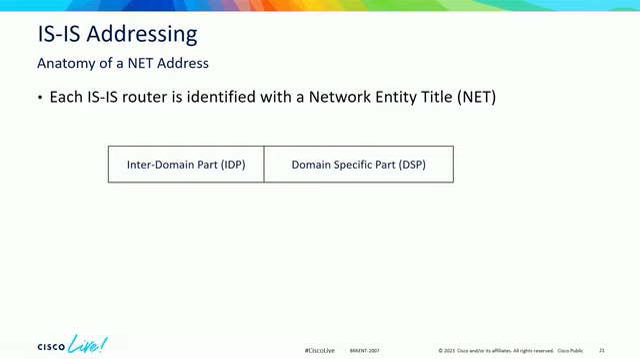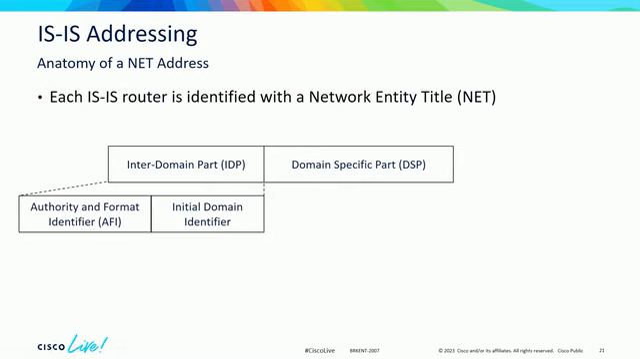Basically we have the inter-domain part, and that's the area at its shortest. Over on the domain specific part, that's the unique identification within an area. Make sense? Now, they didn't make things easy with the way they broke things down. The inter-domain part breaks into the authority and format identifier, which is like a regional starting point, and then it goes down to sub-organizations.